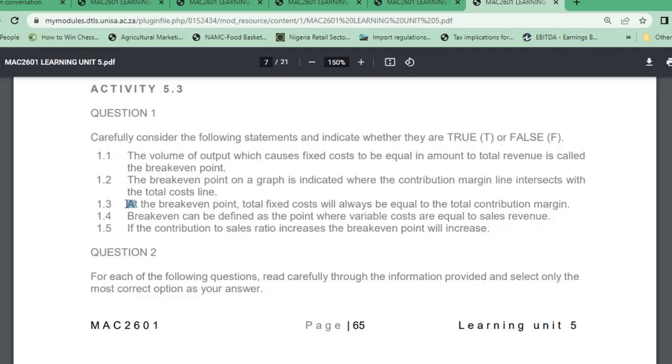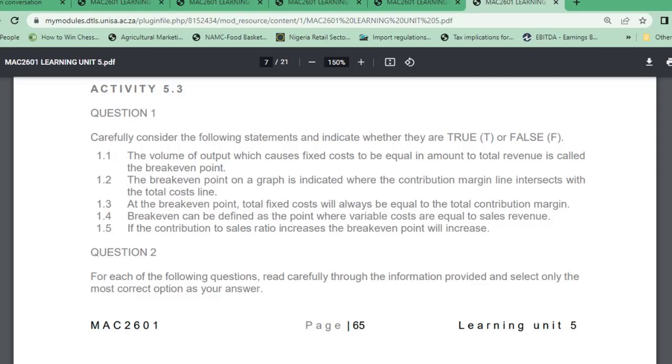And then another question. At the break-even point, total fixed cost will always be equal to the total contribution margin. True or false? It's true, right? It's what you just explained. Yes. And then last question. If the contribution to sales ratio increases, the break-even point will decrease. True or false?